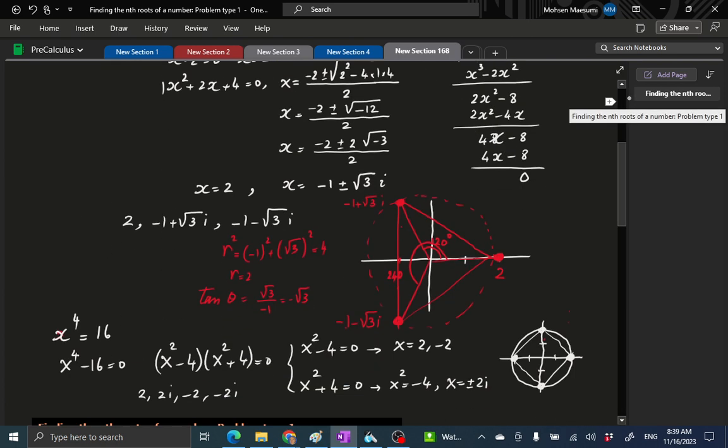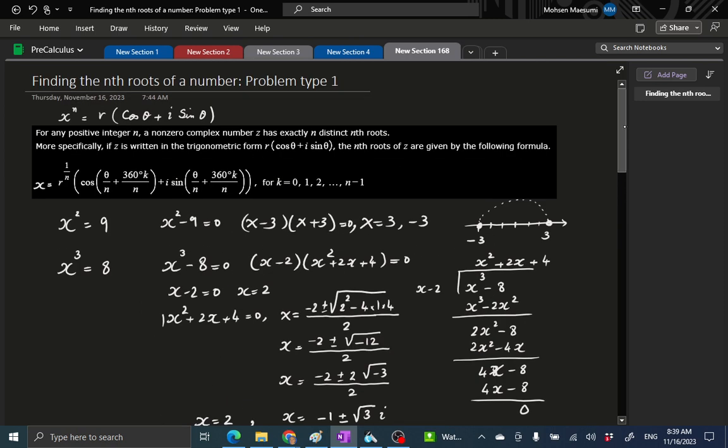When it says for k equal to 0, 1, 2, 3, all the way to n minus 1, it is simply trying to say that we are going to go over the vertices of that polygon, counting all of them.